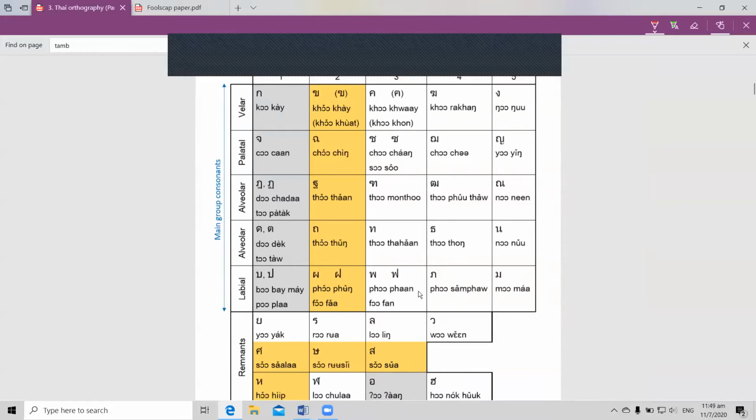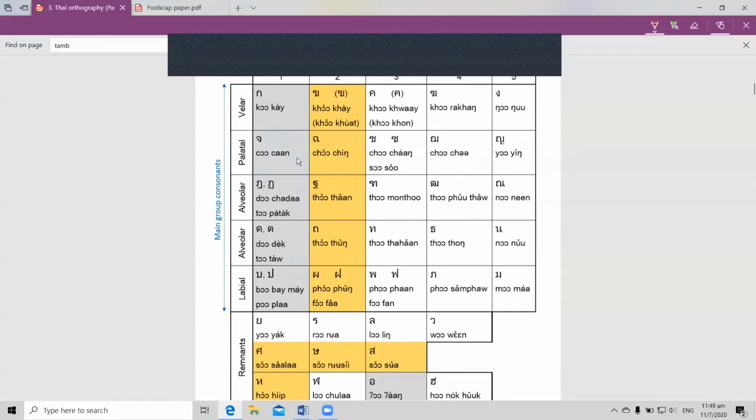What about the high-class consonants, the gold ones? For the main group consonants again, they are all in column 2, right? And for the remnants, we have these high-class consonants, okay? And now the rest are all just low-class consonants, right? Columns 3, 4, 5 for the main group consonants, and just those we didn't highlight for the remnant consonants.